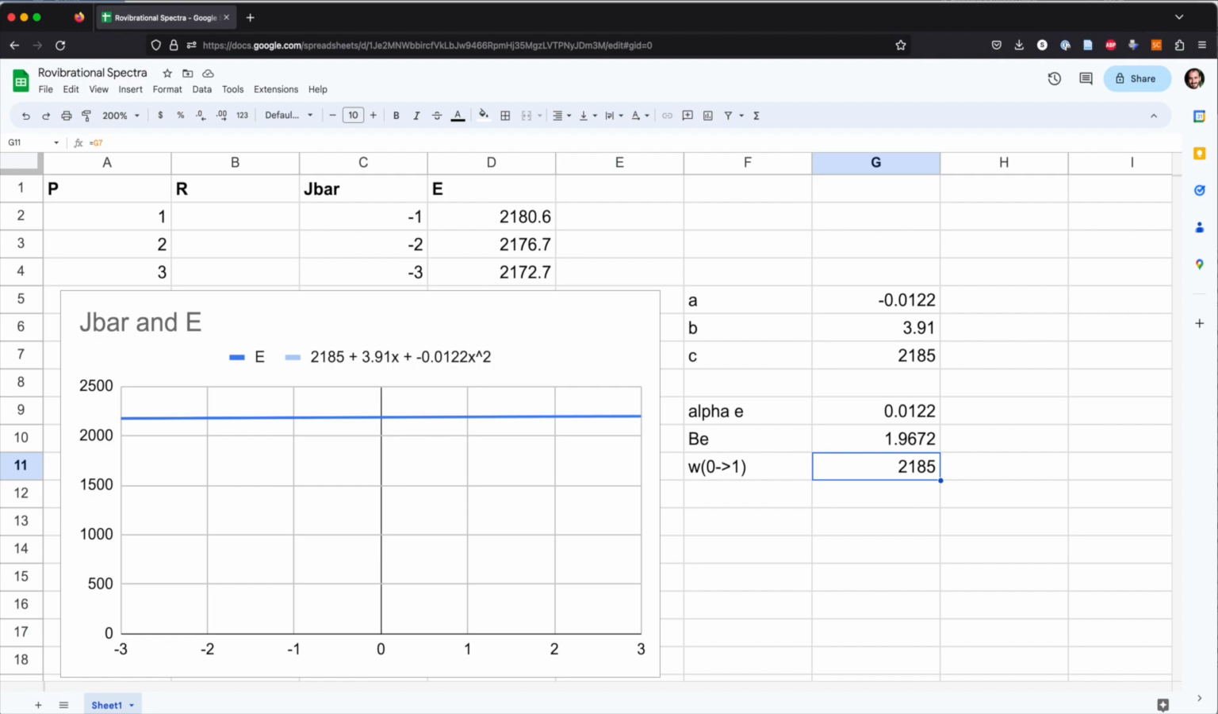So this will tell us directly the energy of the vibrational transition between 0 and 1, and then the parameters of the rotational constant that tell us how the rotational constant changes as we look at higher and higher vibrational states.